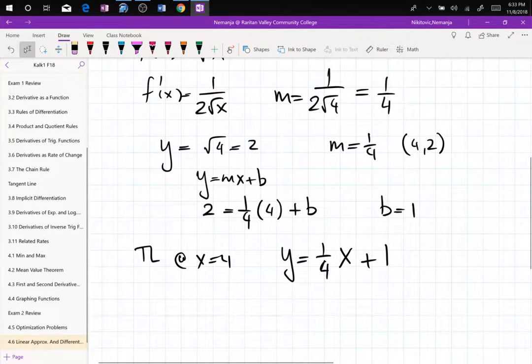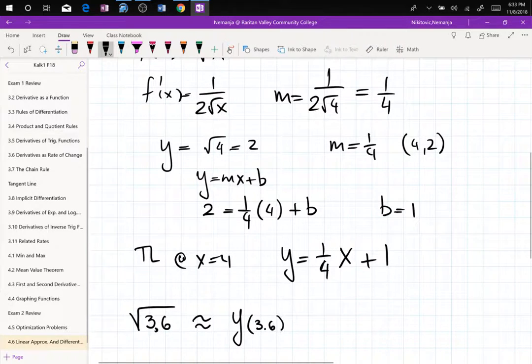So I claim that the square root of 3.6 is approximately equal to the y computed at 3.6, which is 1/4 times 3.6 plus 1, which is 1.9. Right? 3.6 divided by 4 is 0.9, plus 1 is 1.9.